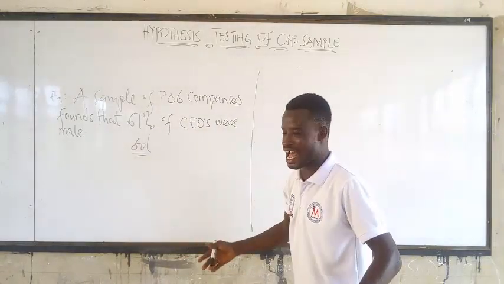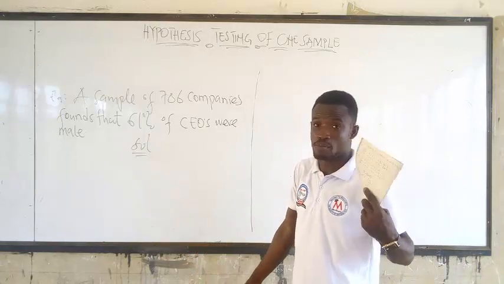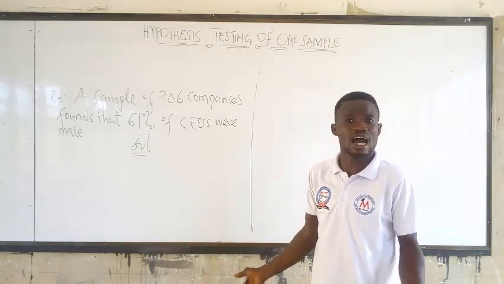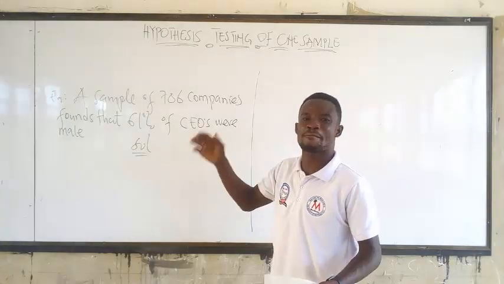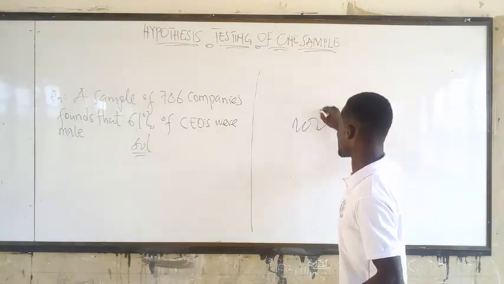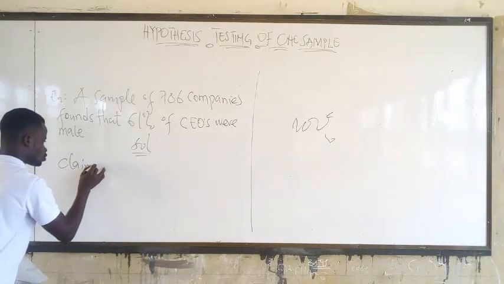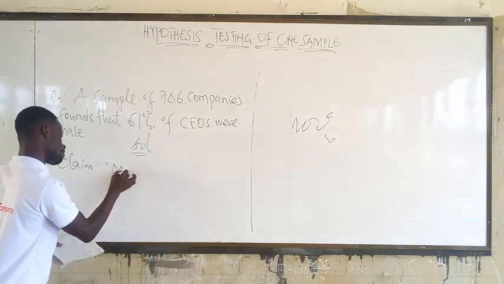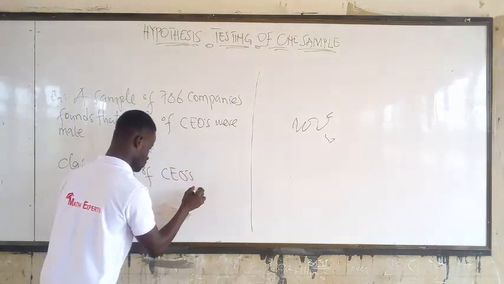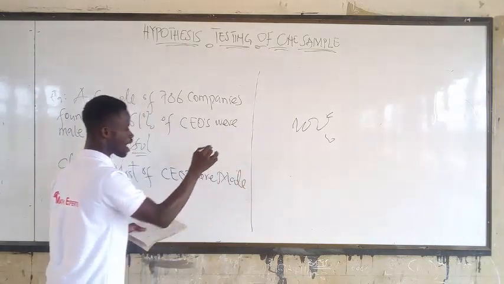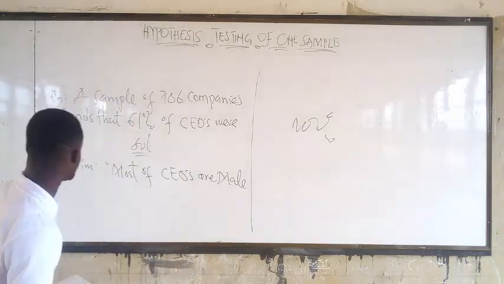So the question is, what is the claim here? The claim is that if 61% of the CEOs were male, then most of the CEOs are male. They are males because we have 706 companies and 61%. That means that out of the 100%, they are taking most of it. So the claim is that most of the CEOs are male. Most of the CEOs are what? Male. Alright, so this is the claim.